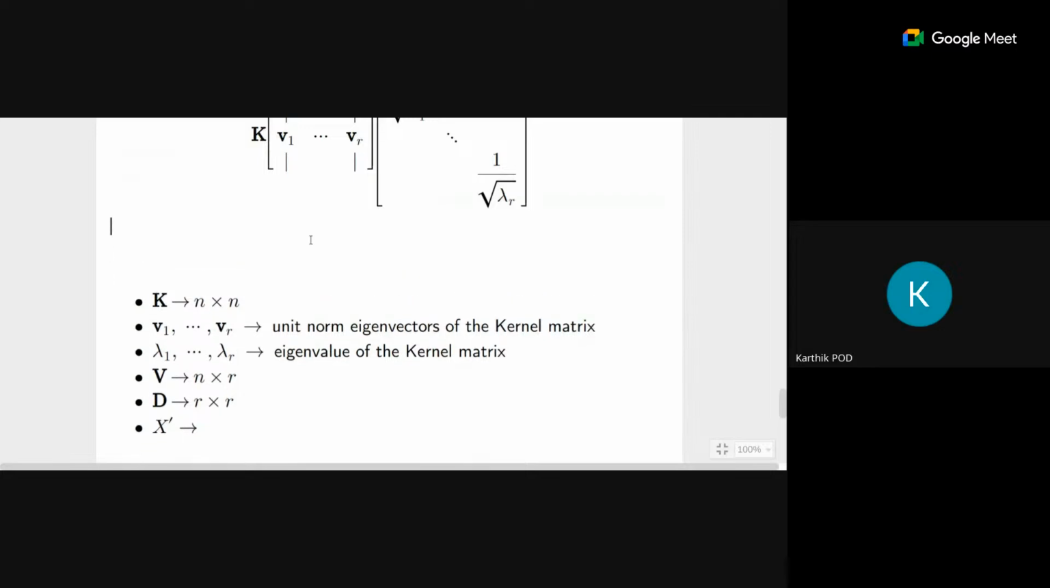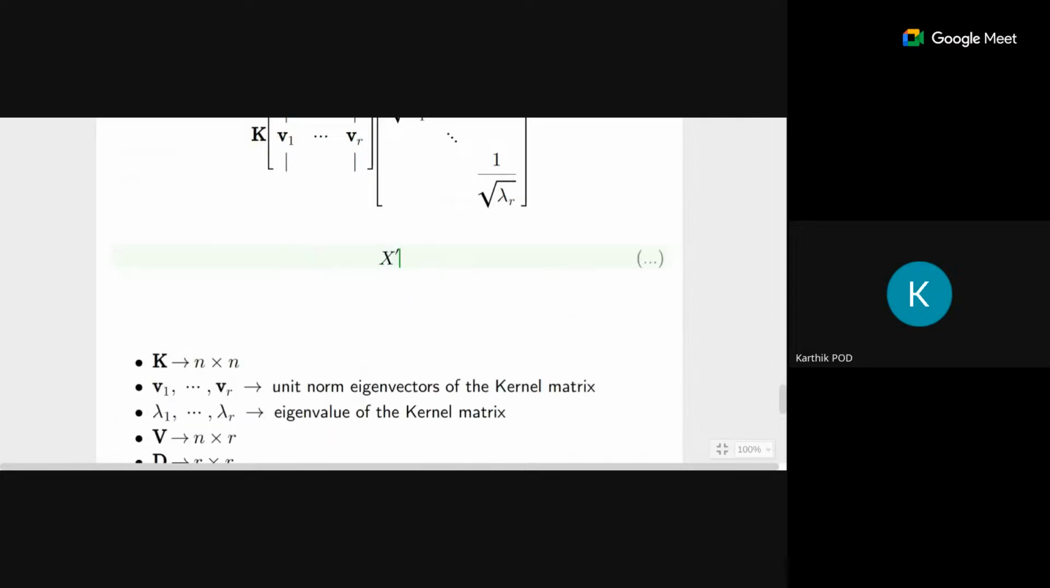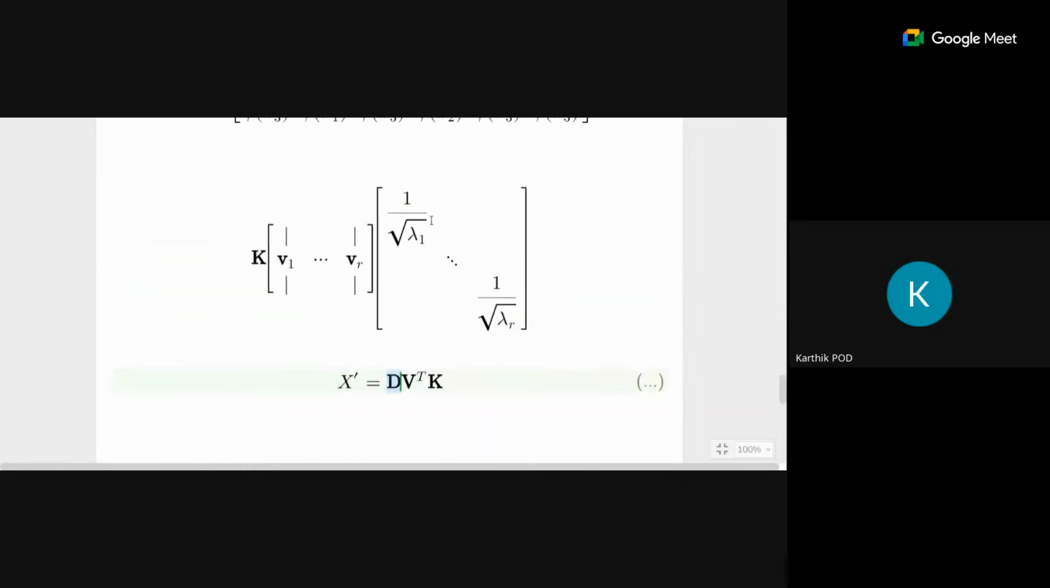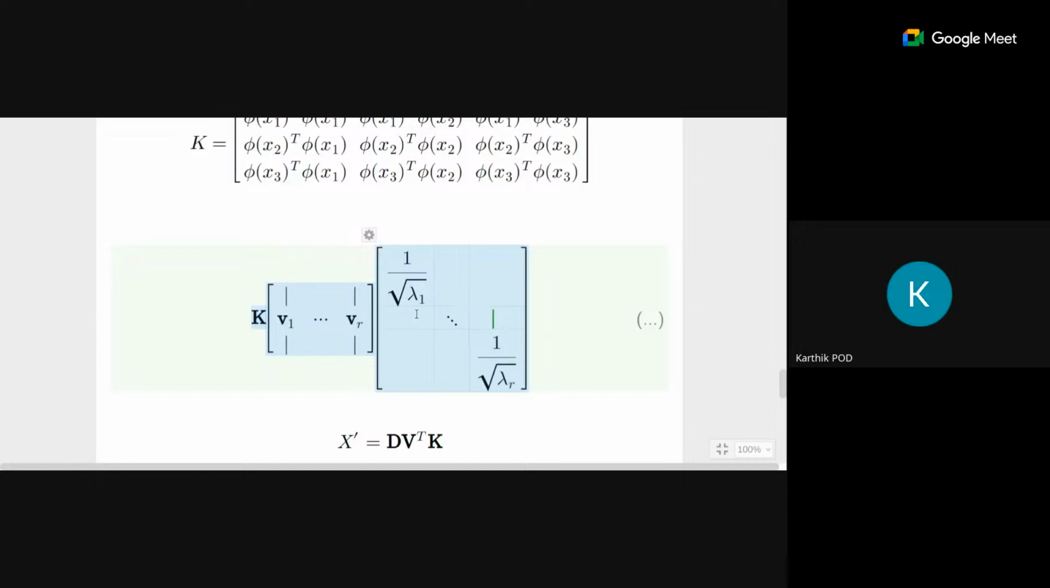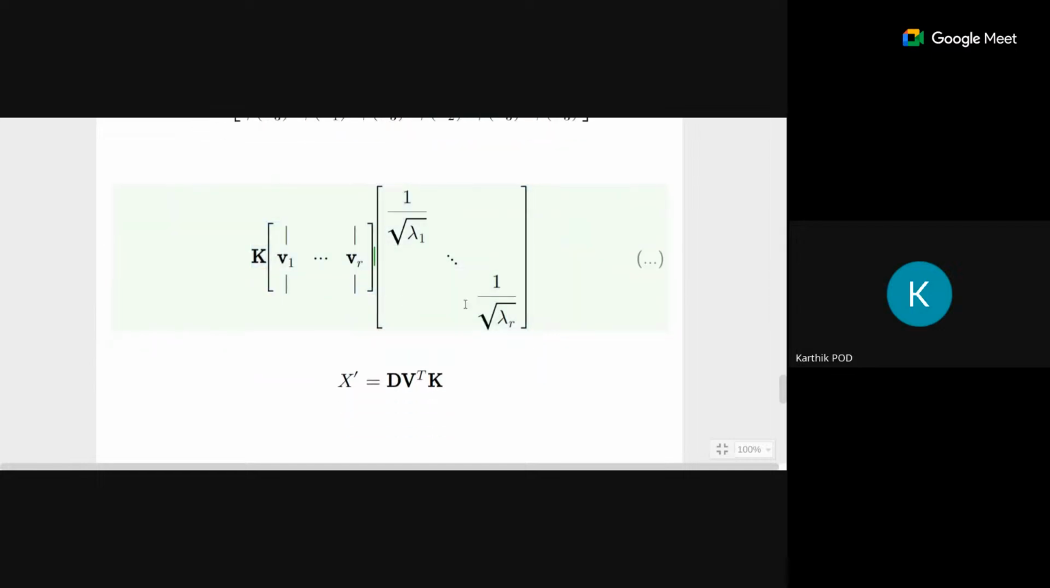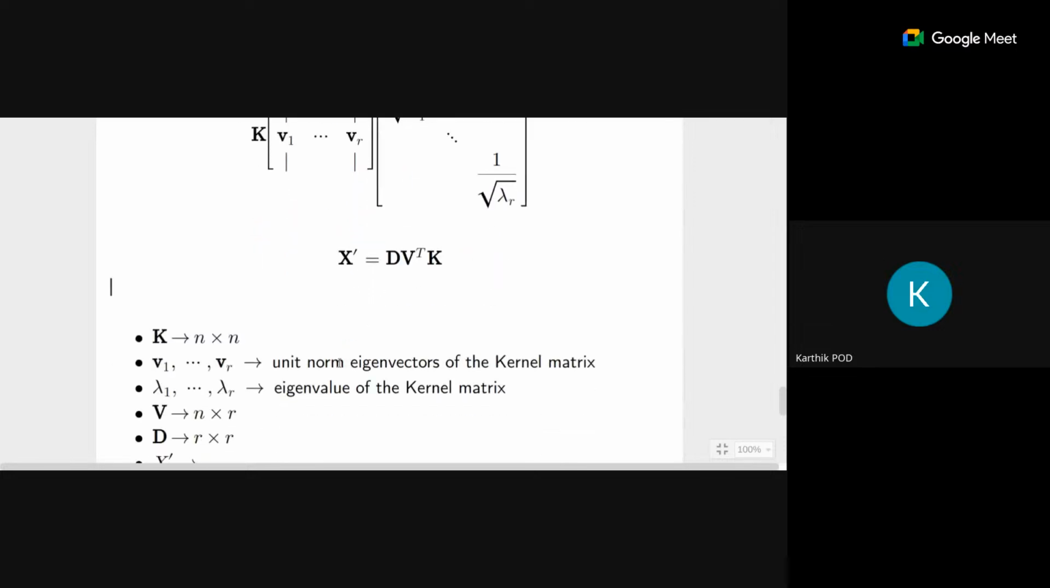Now I'll make use of this. This is the final formula. If you remember this, it's good because it will save you a lot of trouble. So D V transpose K, right? I'm just transposing this whole thing. If you transpose this product, the diagonal matrix comes first, and the transpose of that is just the diagonal matrix. The transpose of this is V transpose, and the transpose of K is just K, because the kernel matrix is symmetric. So you end up with this.